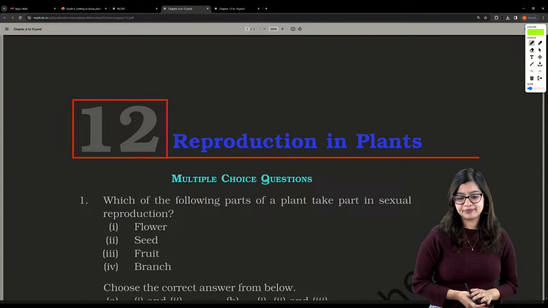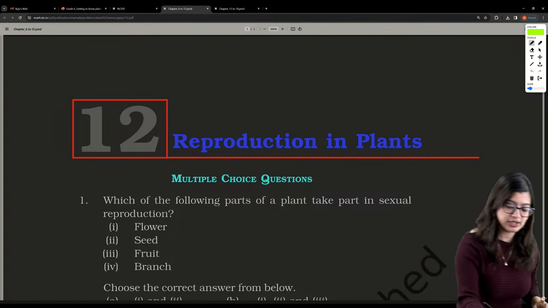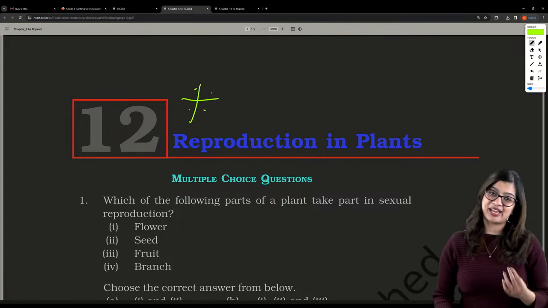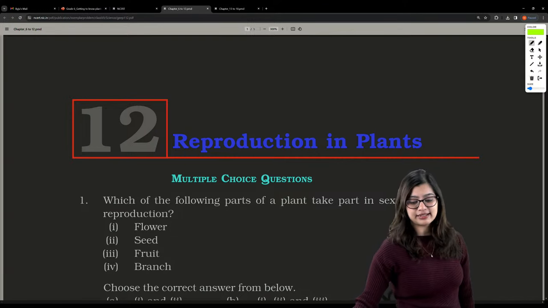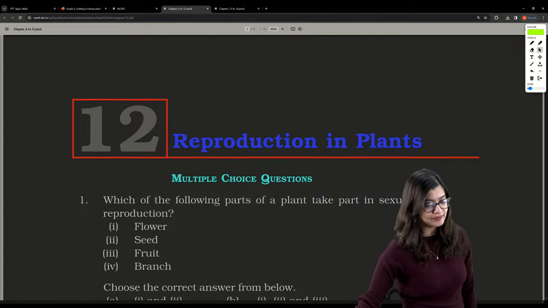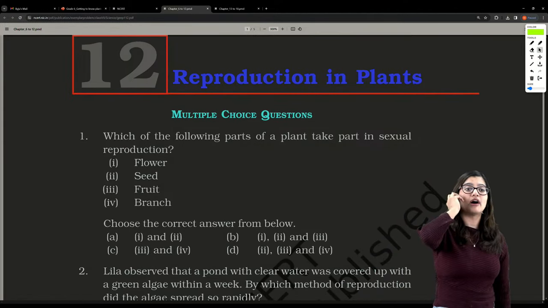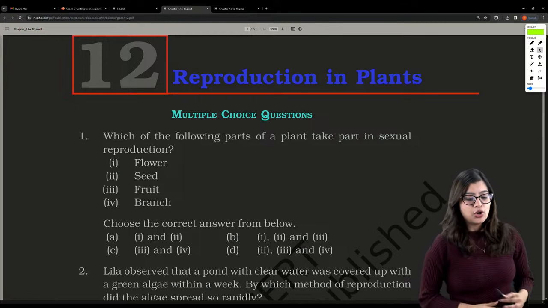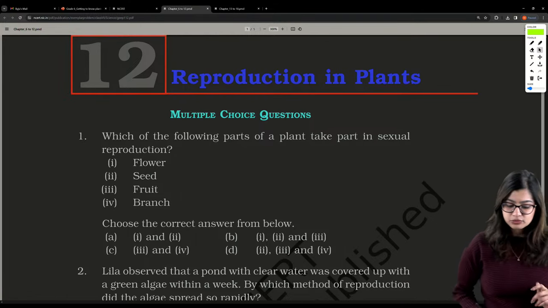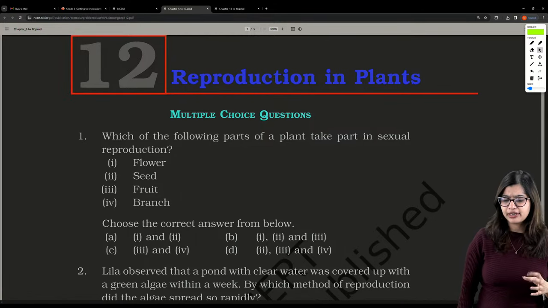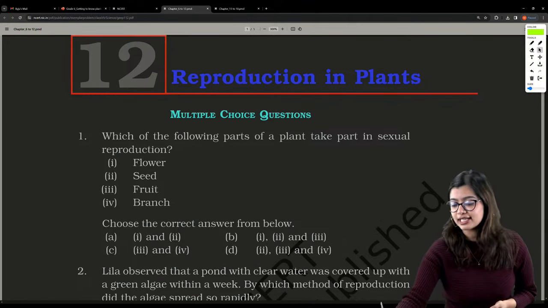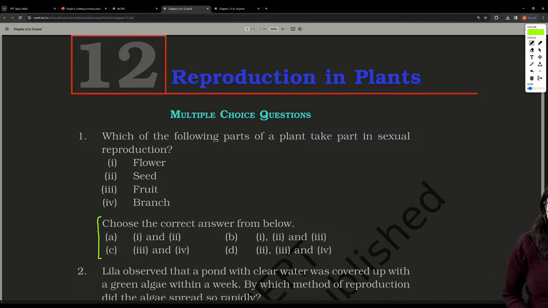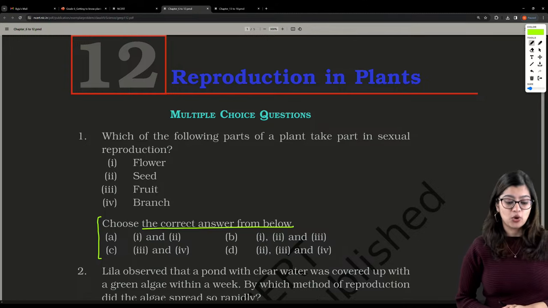Screen is visible. Awesome. Now, students, the reproduction chapter, as we know, is very, very important. Also, I get a lot of unnecessary questions in this chapter, which is why we will get started and move on to the first question. So everyone, first question on our screens now. Question number one here is, which of the following parts of a plant take part in sexual reproduction? Don't jump to give me the answer as flower, because the options are here. You have flower, seed, fruit, branch. Choose the correct answer from below.